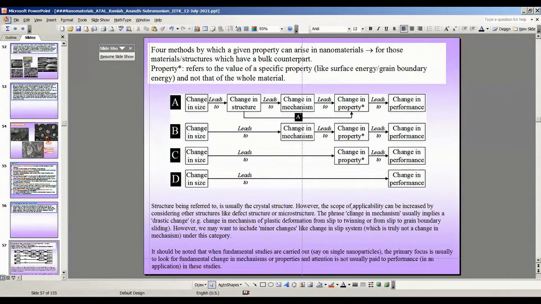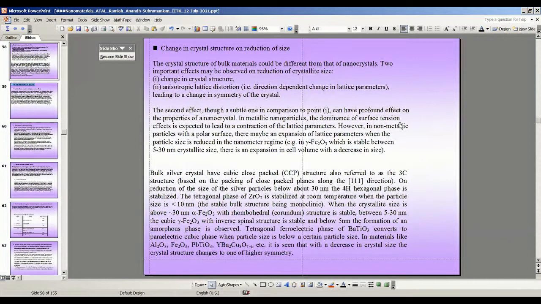Now, how does this property change come about? It may involve multiple mechanisms. And as I told you, it is very important to know what mechanism is responsible. For instance, the most general case could be case A, where you have a change in size, that means reduction in size, which leads to a change in structure, which typically could be in crystal structure and the microstructure, which finally leads to a change in mechanism, and which finally leads to a change in properties. So there is a range of possibilities, and you need to work out for your individual case what is really happening to your material. Okay. I will leave this slide for a later study for now.